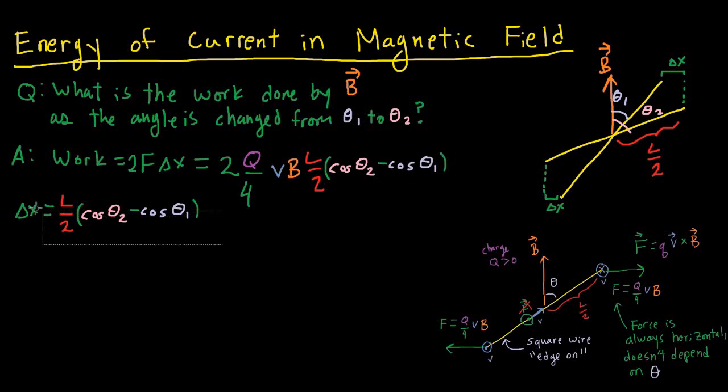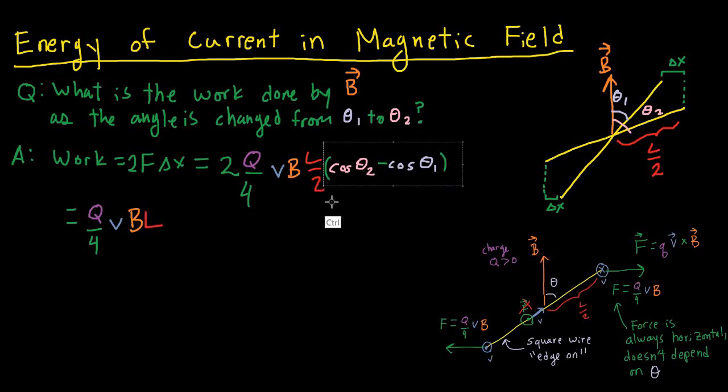And actually, you can get rid of this now. And this simplifies to be Q over 4 V B L times cosine of theta sub 2 minus cosine of theta sub 1.